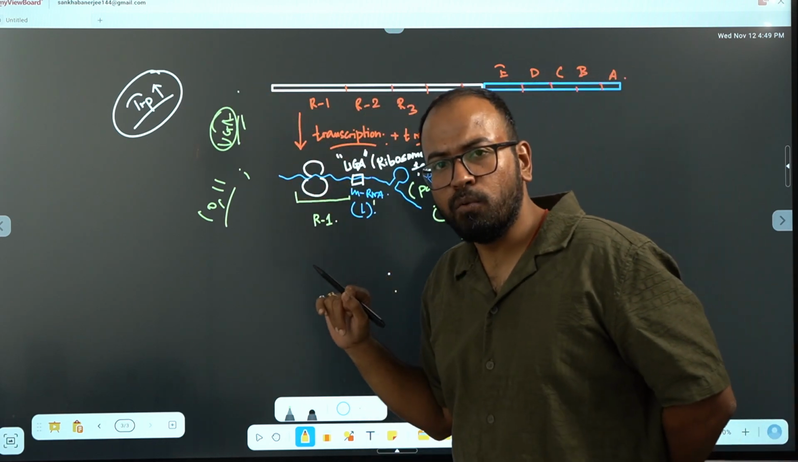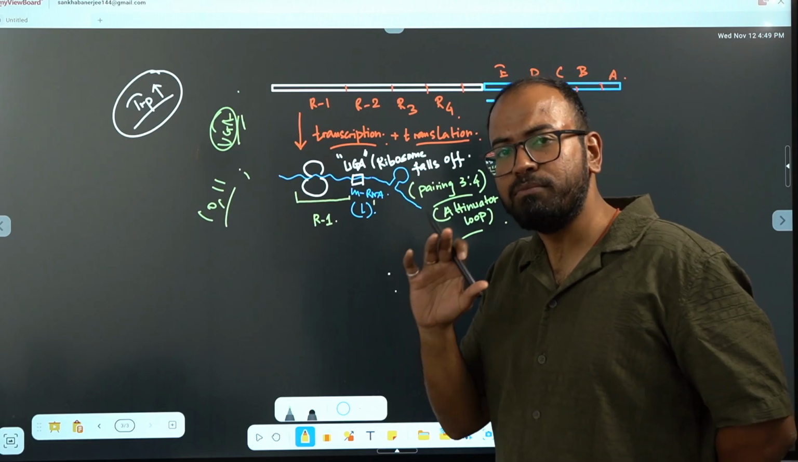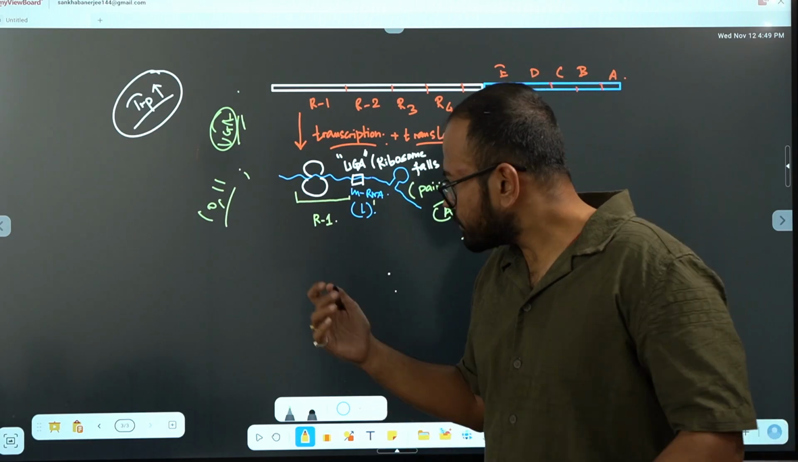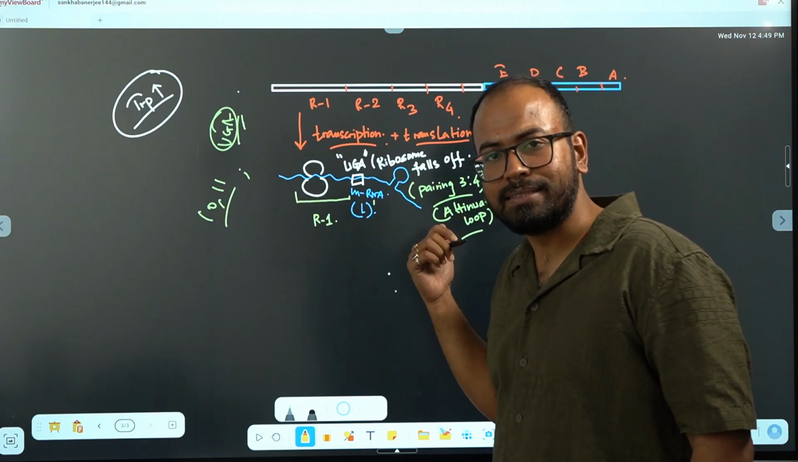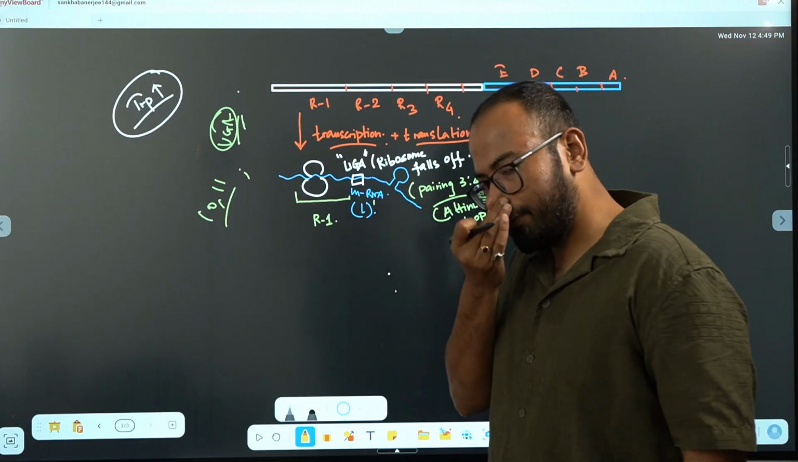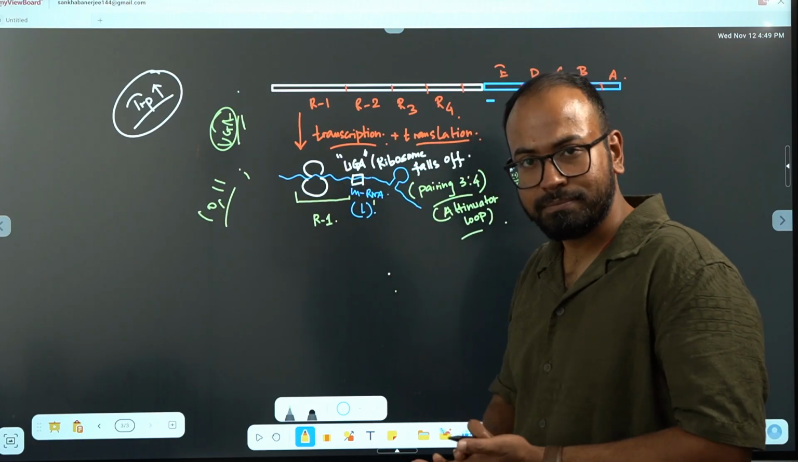By this time, what will happen? By this time, what is happening? Synthesis is occurring as usual. The ribosome is getting released. Now we have the mRNA.